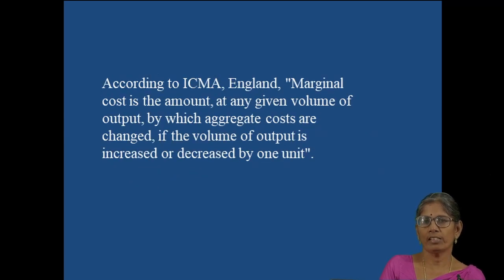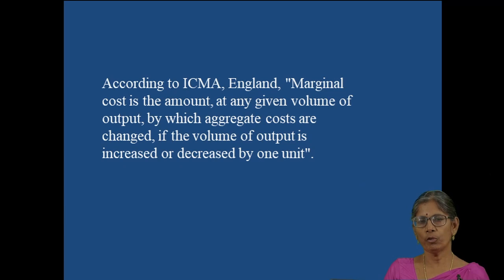Definition of marginal costing. According to ICMA England, marginal cost is the amount at any given volume of output by which aggregate costs are changed if the volume of output is increased or decreased by 1 unit. For example, if the firm produces 1000 units and the total cost comes to rupees 10,000, then the marginal cost per unit of the product is rupees 10.